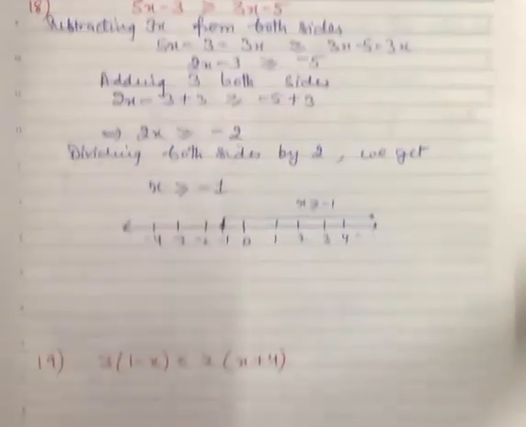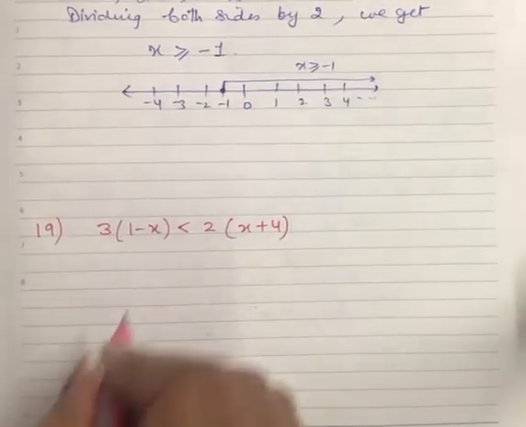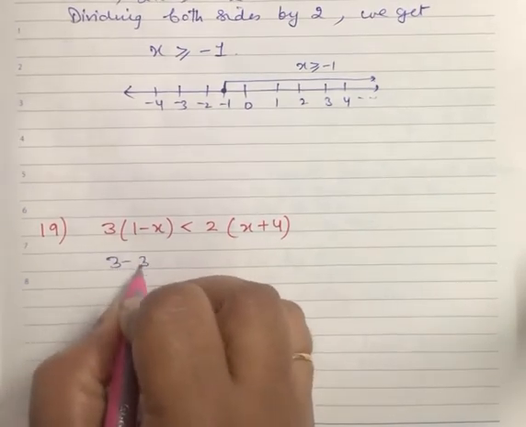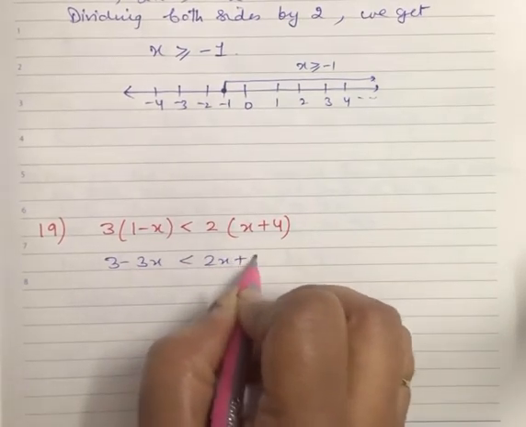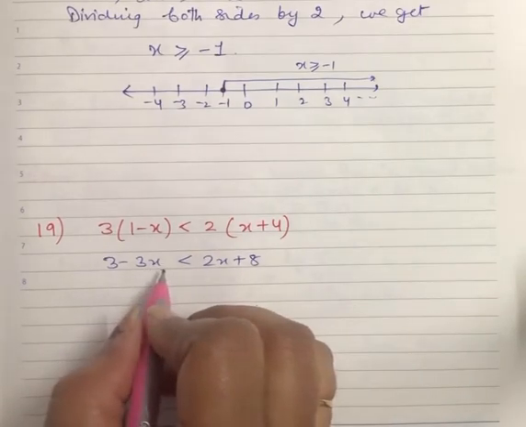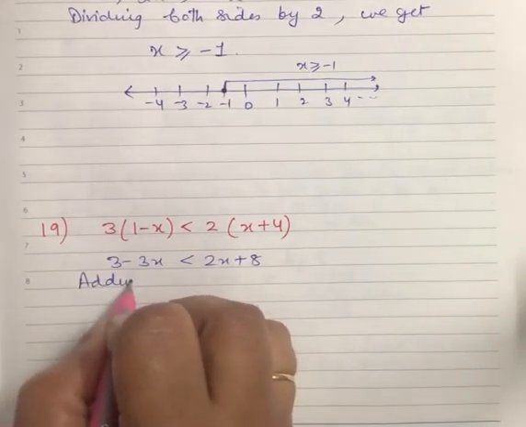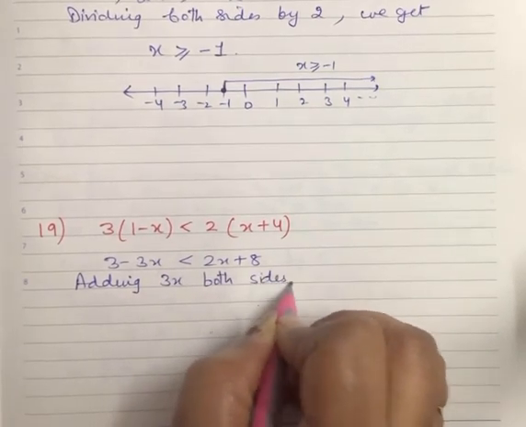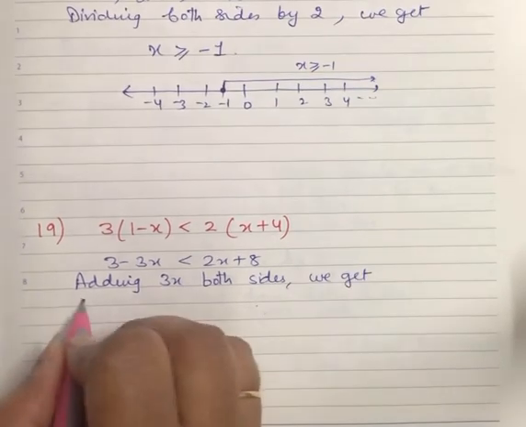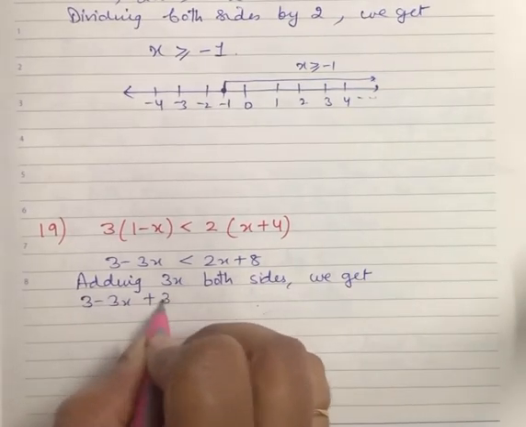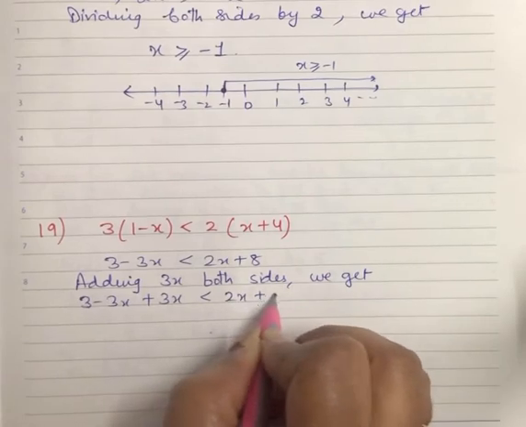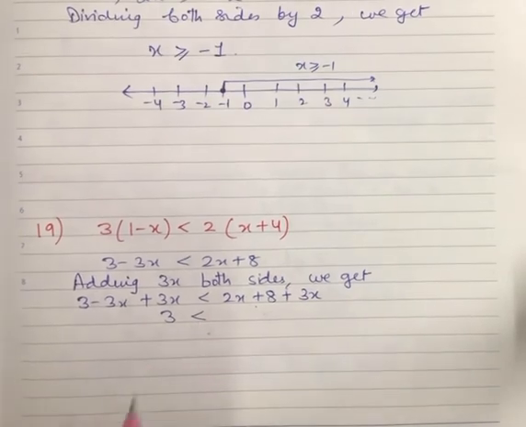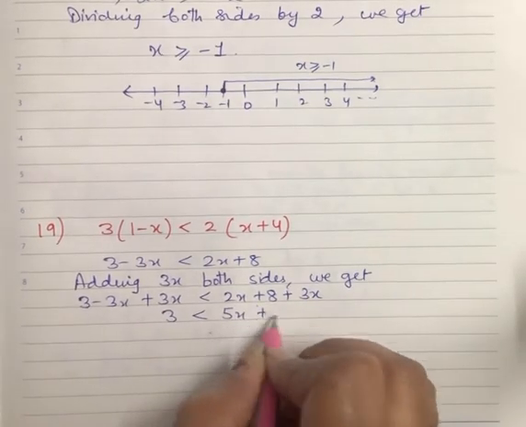Now the 19th question. Here 3 bracket 1 minus x less than 2 bracket x plus 4. So first of all we open the bracket. So now adding 3x to both sides, we get 3 minus 3x plus 3x less than 2x plus 8 plus 3x. So 3x cancels out, 3 less than 5x plus 8.